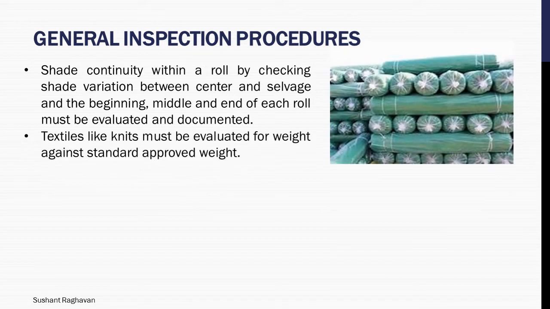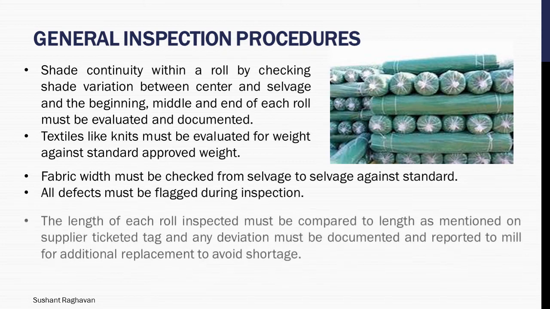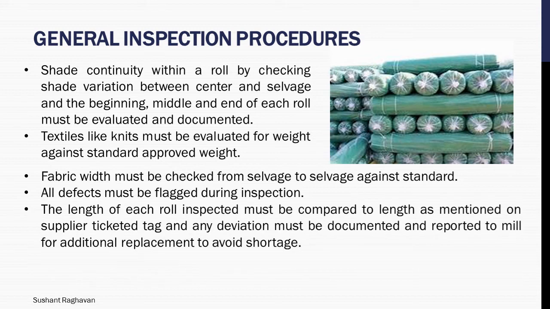Textiles like knits must be evaluated for weight against the standard approved weight. Fabric weight must be checked from selvage to selvage against the standard. All defects must be flagged during inspection. The length of each roll inspected must be compared to the length mentioned on the supplier ticketed tag, and any deviation must be documented and reported to the mill for additional replacement to avoid shortage.